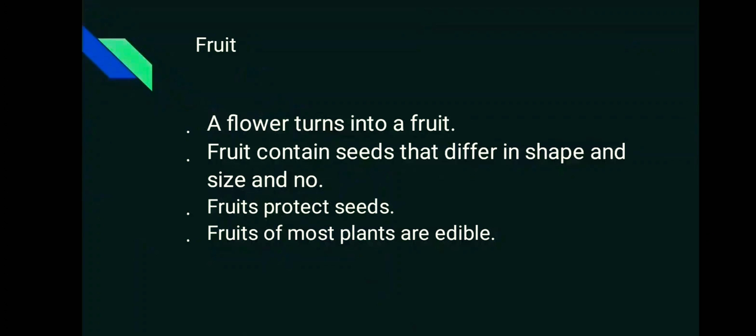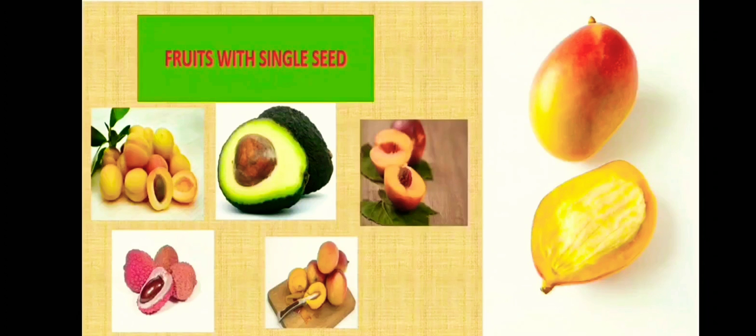Also in guava, in apple, in pomegranate, you will see small structures. So what are these structures? These are seeds only. So children, fruit contains different kinds of seeds. Different fruits contain different kinds of seeds, and these seeds differ in number and size. If you have eaten mango, mango contains one seed. What about papaya? Papaya contains many seeds, right? So children, different fruits have different numbers of seeds.